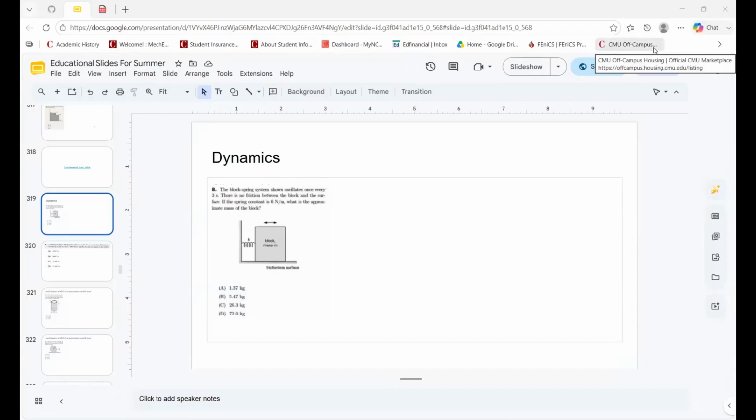So the block spring system shown below is oscillating every 3 seconds. We can say 3 seconds. There is no friction between the block and the surface, so there's no B. And if the spring constant is K, which is K equals 6, what is the approximate mass of the block?